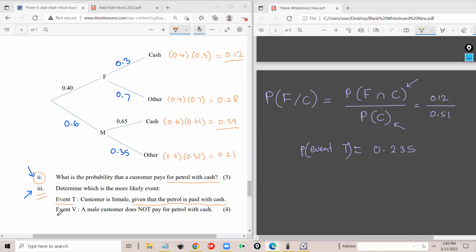Now, for the next one, event V, a male customer does not pay for petrol with cash. Well, what's the probability of being male and not paying with cash? Isn't that 0.21? So the probability of event V is 0.21. Which one is most likely to occur? Event T. Event T is slightly bigger than event V. Right? Everyone good there with that answer?